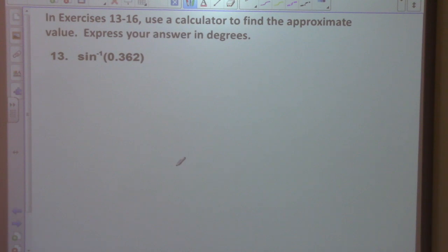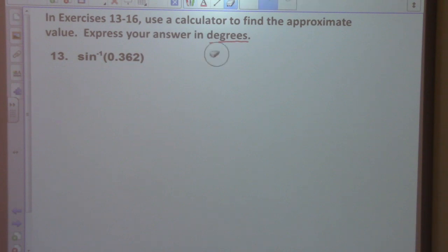In this section, we're going to use our calculator to find inverses of trigonometric ratios. Basically, you're trying to find what this -1 means. It means the inverse. You mentioned that yesterday, I believe. To find the inverse, we have a calculator key that does this. Now for 13 through 16, we're looking for answers in degrees.